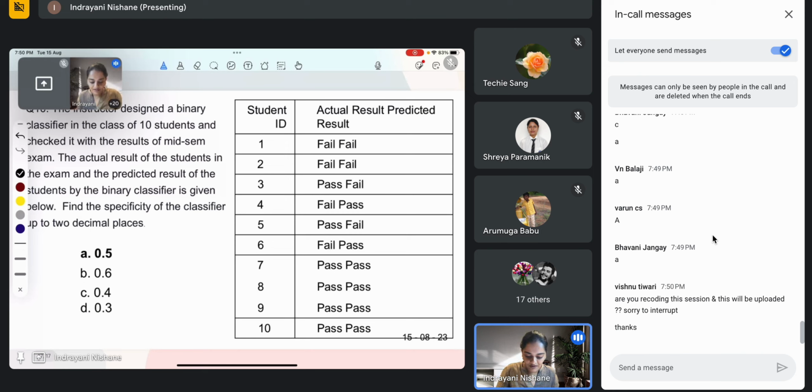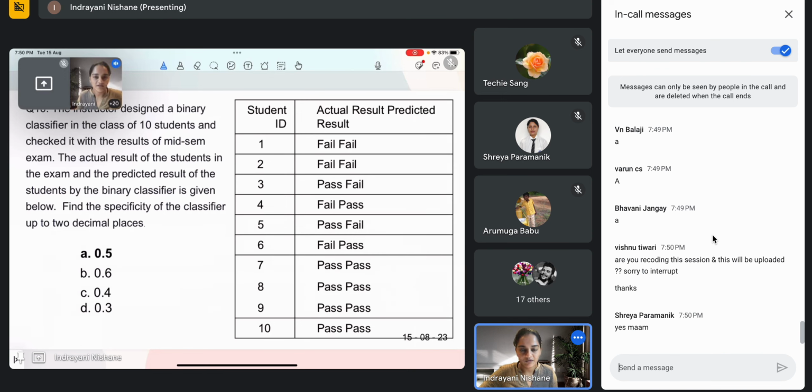So this was question 10 which I was talking about when Shreya asked how to translate data into a confusion matrix and a confusion matrix back to data. Shreya, you had asked the questions in the beginning. So we have reached question 10. I will make the confusion matrix for this.